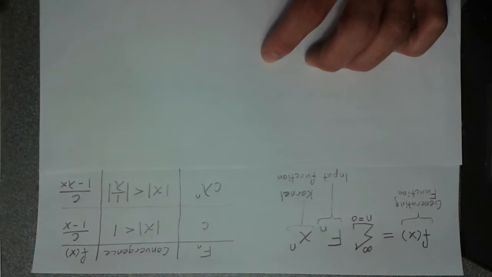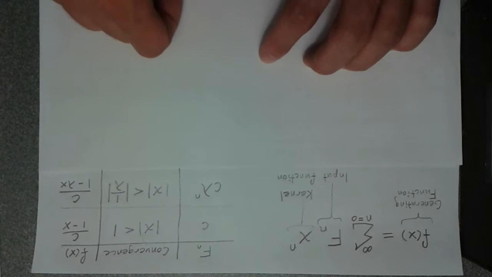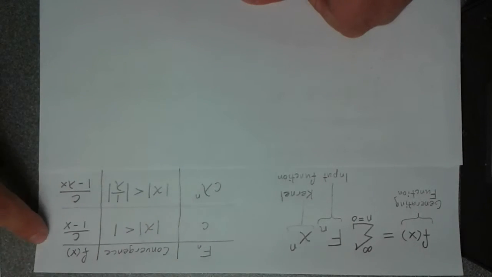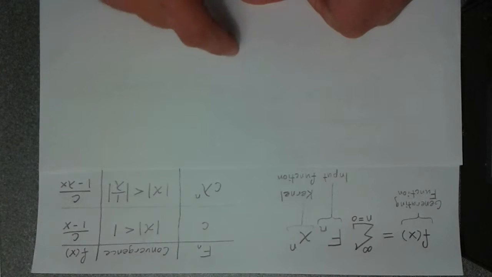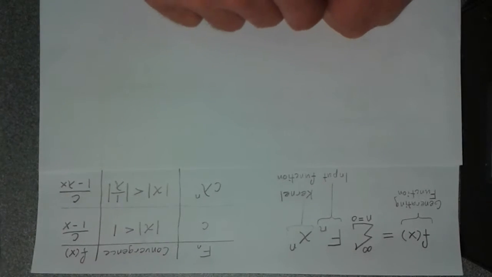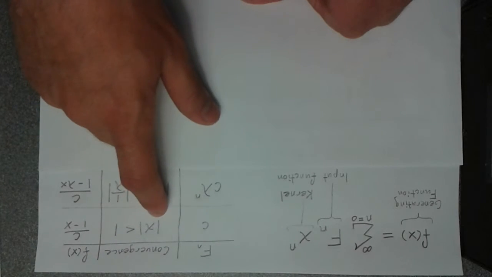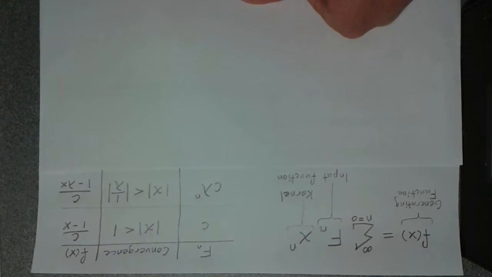If your input function is just a constant function, then you've got a geometric series. It converges when the absolute value of x is less than 1. This is what it converges to. And generally speaking, the convergence for these things is going to be absolute value of x is less than 1.